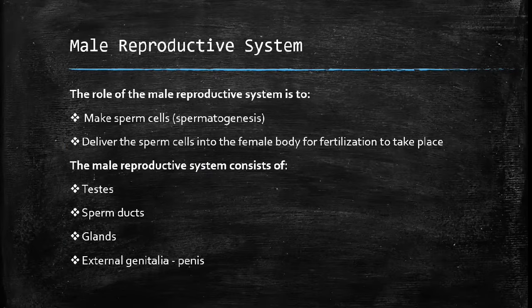Now, the very important role that the male reproductive system plays is to produce sperm cells through a process called spermatogenesis. So sperm, it's sperm cells. Genesis means the formation of something or the creation of something. Now, another role of the reproductive system is to what? To deliver sperm cells into the female body for fertilization to take place.